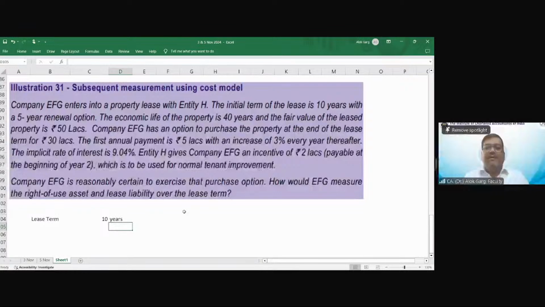The economic life of the property is 40 years and the fair value of the leased property is 50 lakhs. What is the economic life of the property? The life of the property is also given in the question. The life of the property is 40 years. And the fair value of the leased property is 50 lakh. So fair value of the property is also given.